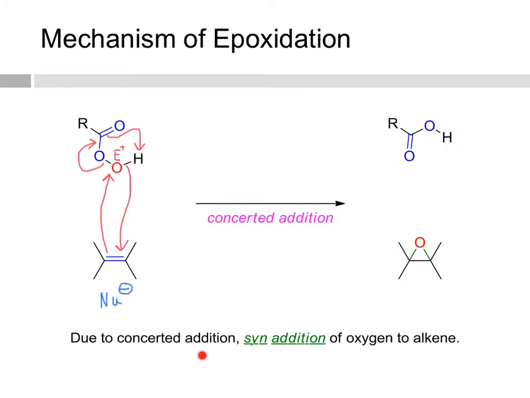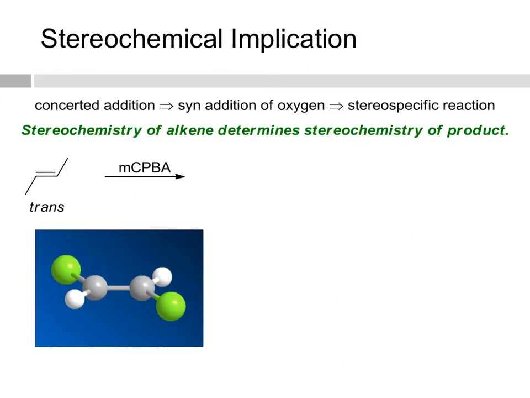Due to this concerted addition mechanism, it implies that there is a syn addition of oxygen to the alkene. That means both of these carbon-oxygen bonds are formed from the same side of the alkene. The concerted addition implies that there is a syn addition of oxygen, and this implies that we have a stereospecific reaction, which means that the stereochemistry of the alkene determines the stereochemistry of the product.